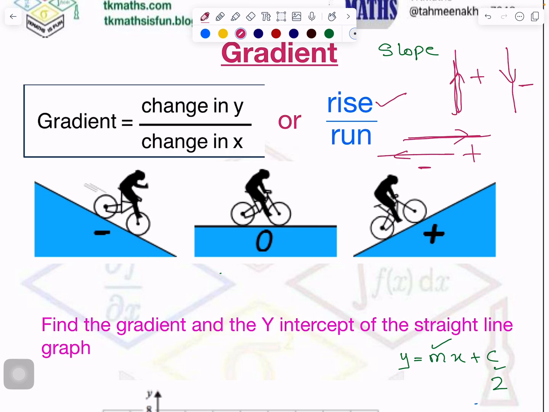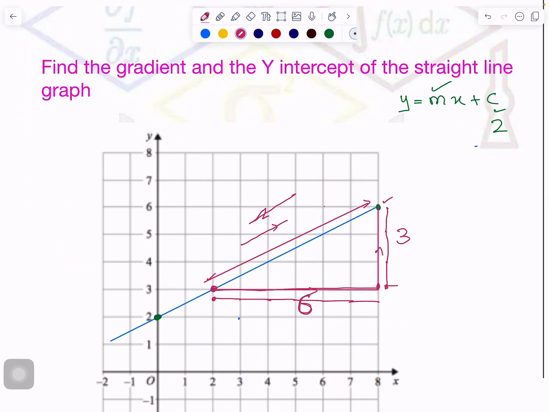So rise means the change in the y-axis, which is written here as change in y. I can see the change in y coordinate from here to here is 3 units. So my gradient is 3 upon 6, right? This point has this y coordinate, and this point has this y coordinate, so the change is 3 units. From 3 to 6 it has gone.